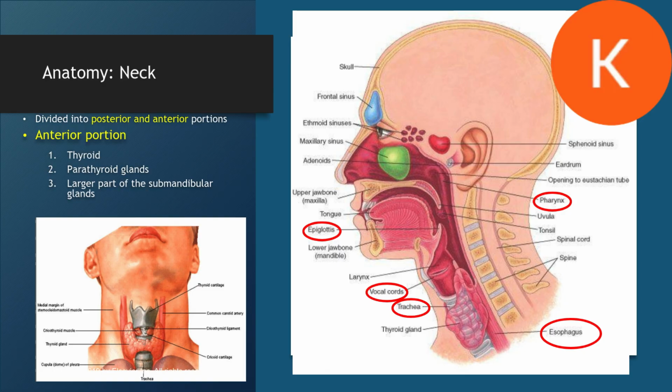Anatomy of the neck is divided into posterior and anterior portion. The anterior portion of the neck contains the thyroid, the parathyroid glands, the larger parts of the submandibular glands. So here in the picture we see this patient's thyroid cartilage. It shows the thyroid gland. And then on the bigger picture here we see the epiglottis, our voice box or our vocal cords, the trachea, how the pharynx look like, esophagus, and then all the other labeled anatomy.